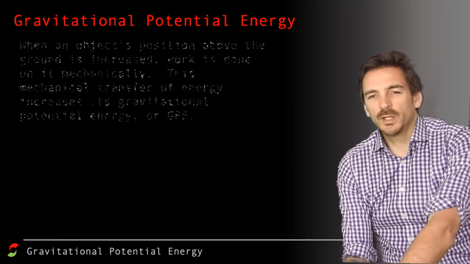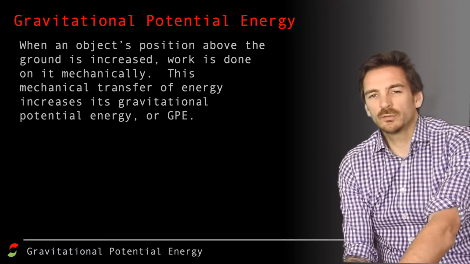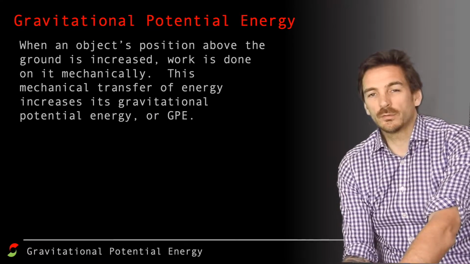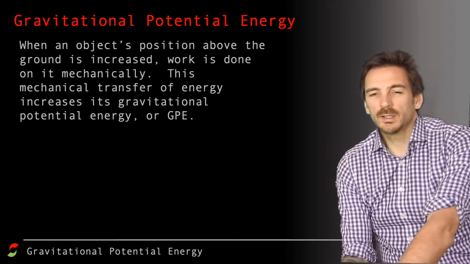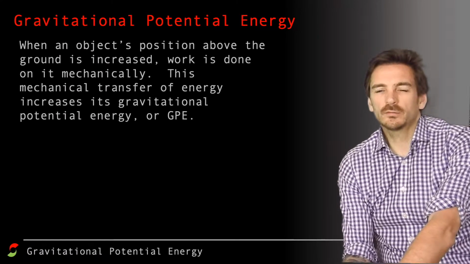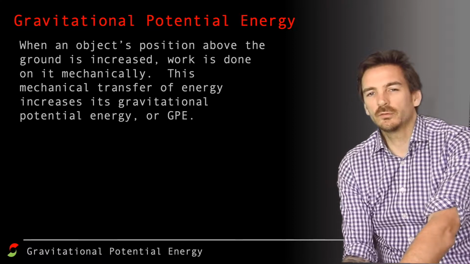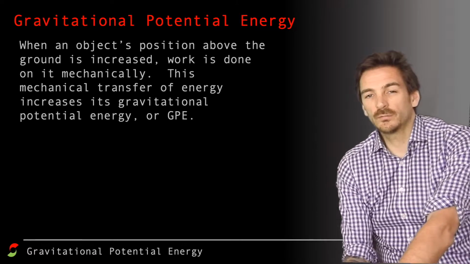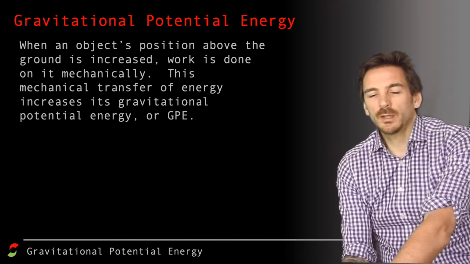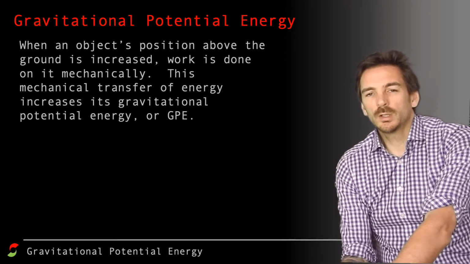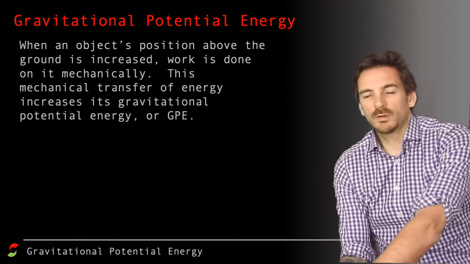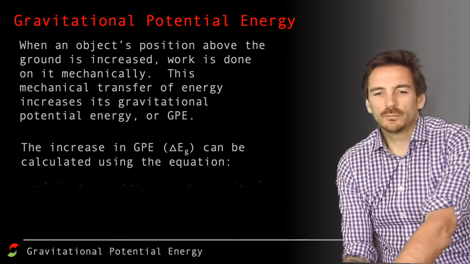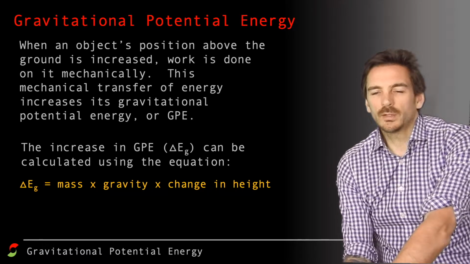So, gravitational potential energy, well, put simply, gravitational potential energy is just the energy that an object has depending on its position above the Earth. If we think about it, if we're going to lift an object above the ground, that's going to increase its gravitational potential energy store, but that requires a force. So that means there's a mechanical transfer of energy involved. So mechanical energy transfer will increase the gravitational potential energy store of an object. And we can use this equation to calculate it.